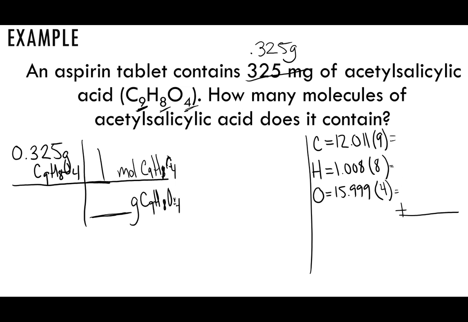Okay. So give me just a minute to plug this into my calculator. So 12.011 times 9 equals 108.099. 1.008 times 8 equals 8.064, and 15.999 times 4 equals 63.996. And then I add these together to get the molecular mass.